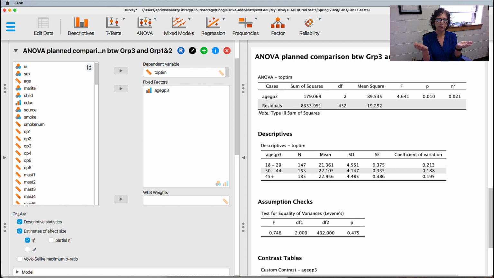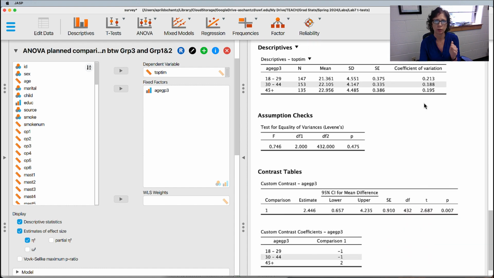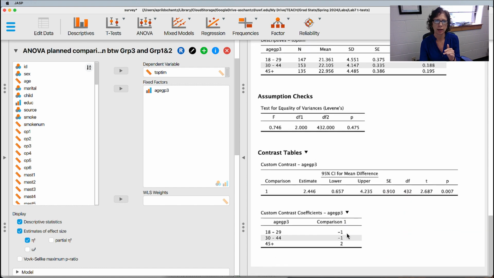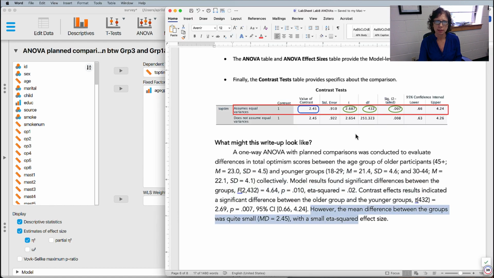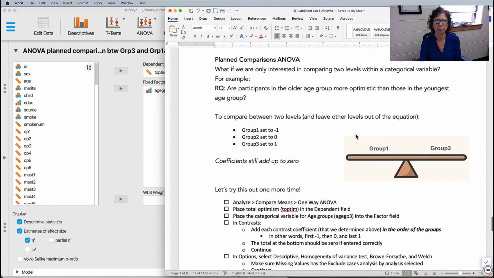And here, balancing out those contrast effects coefficients to make sure they add up to 0 when I wanted to compare one level to all the others. You just have to pick numbers that equal out to 0. Okay, let's take a look at a different planned comparison. This is for if we were only interested in comparing two levels within a categorical variable.